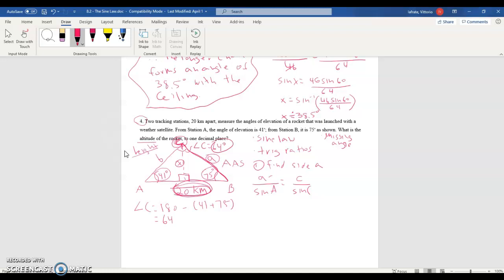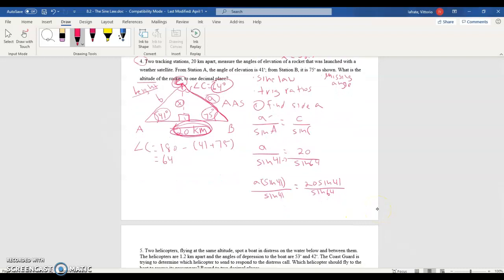Because I know C. I need to have at least three known values to find the unknown. And so when I plug in the information, I'm going to have A over the sine of the angle opposite to A, which is 41, which is equal to C, which is 20, over the sine of the angle opposite to 20, which is 64. And now I can solve for A by sending sine 41 to the other side. So I'm basically multiplying everything by sine 41. So A is equal to 20 sine 41 over sine 64.